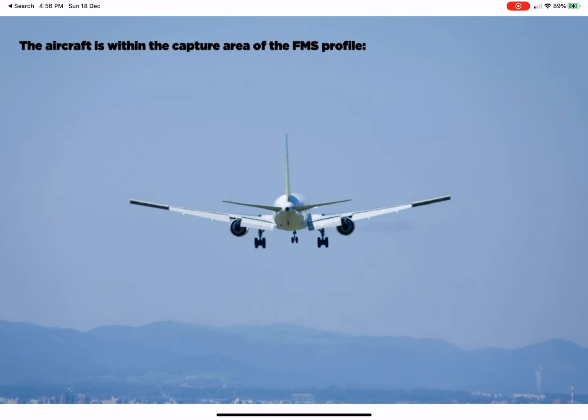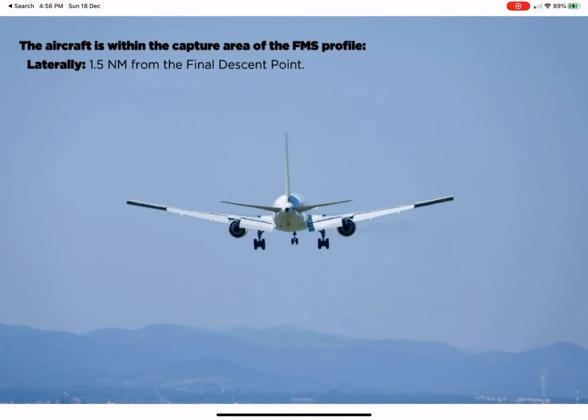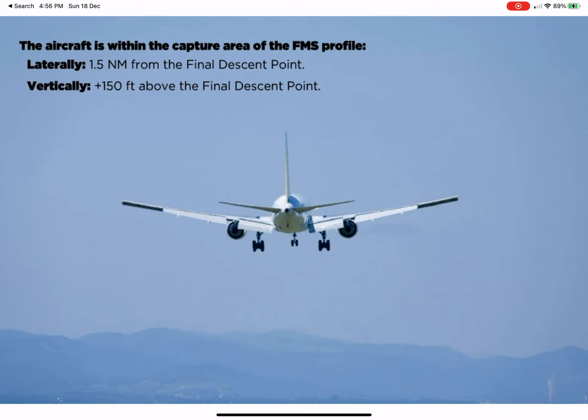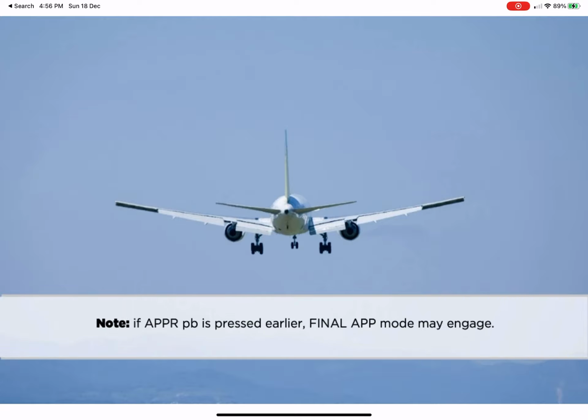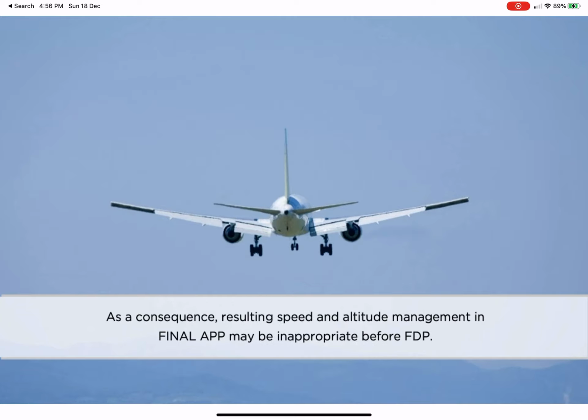The aircraft is within the capture area of the FMS profile. Laterally, plus or minus 1.5 nautical miles from the final descent point. Vertically, plus 150 feet above the final descent point. The aircraft intercepts a descending leg of the vertical flight path. Note: if APPR push button is pressed earlier, final app mode may engage. As a consequence, resulting speed and altitude management in final app may be inappropriate before FDP.